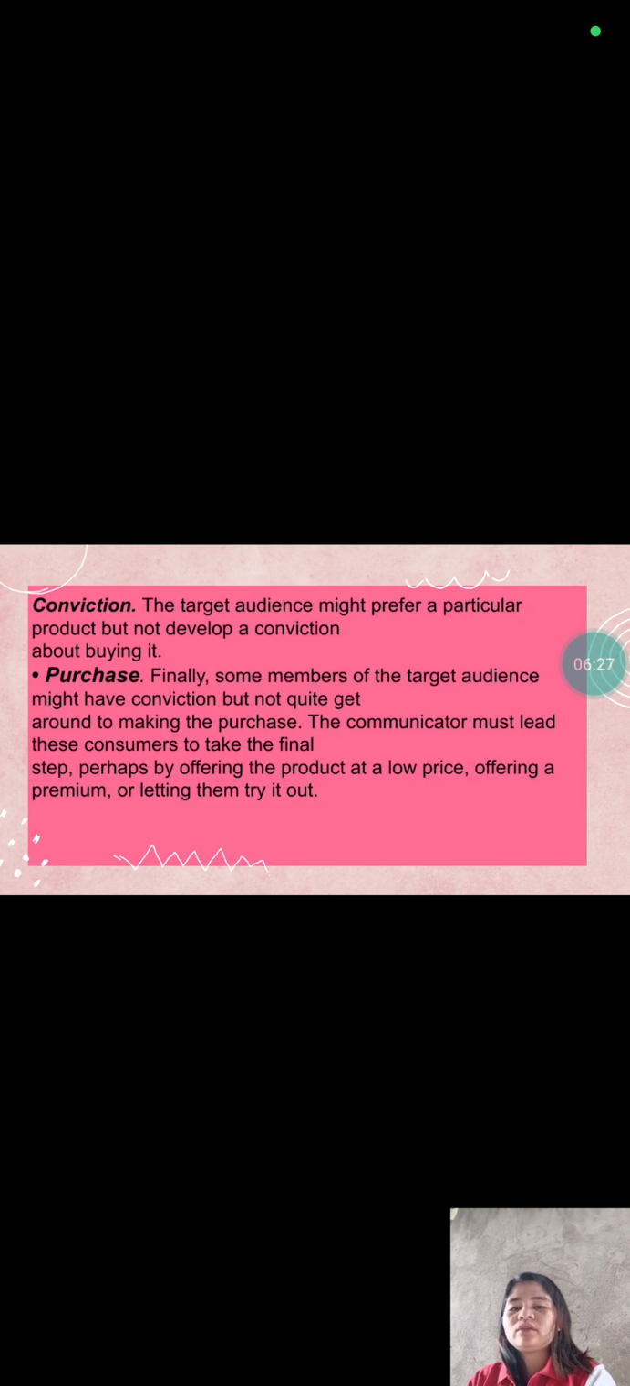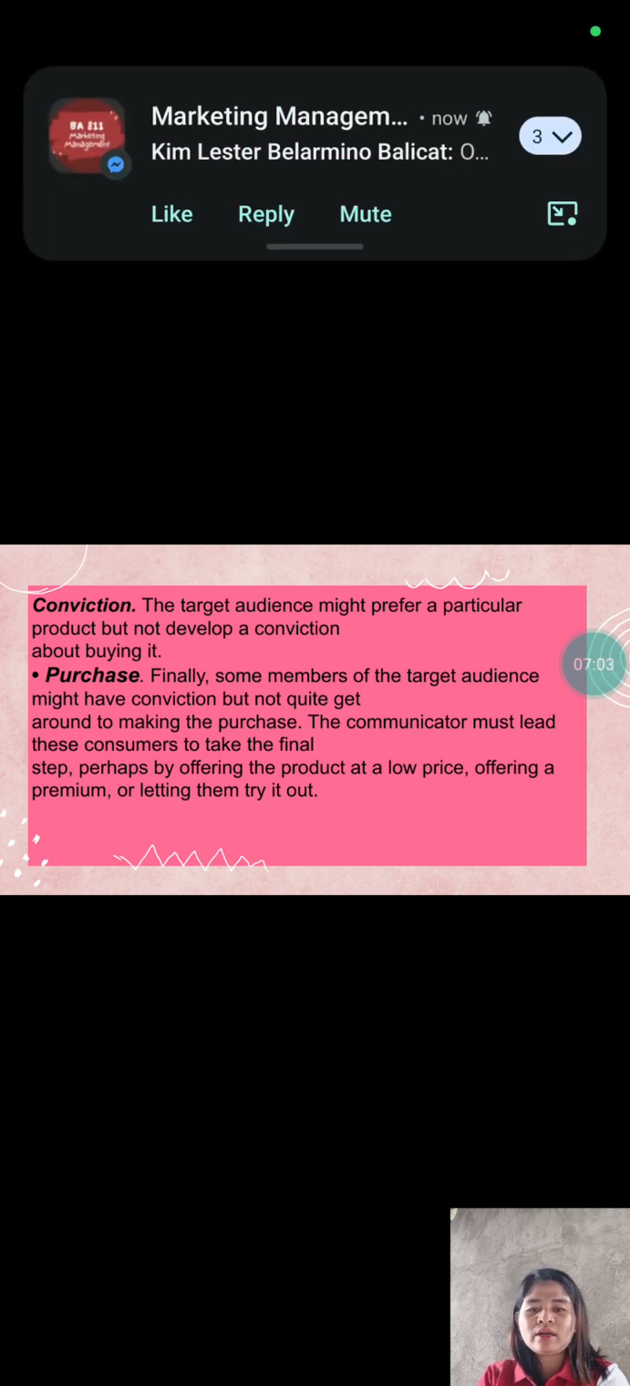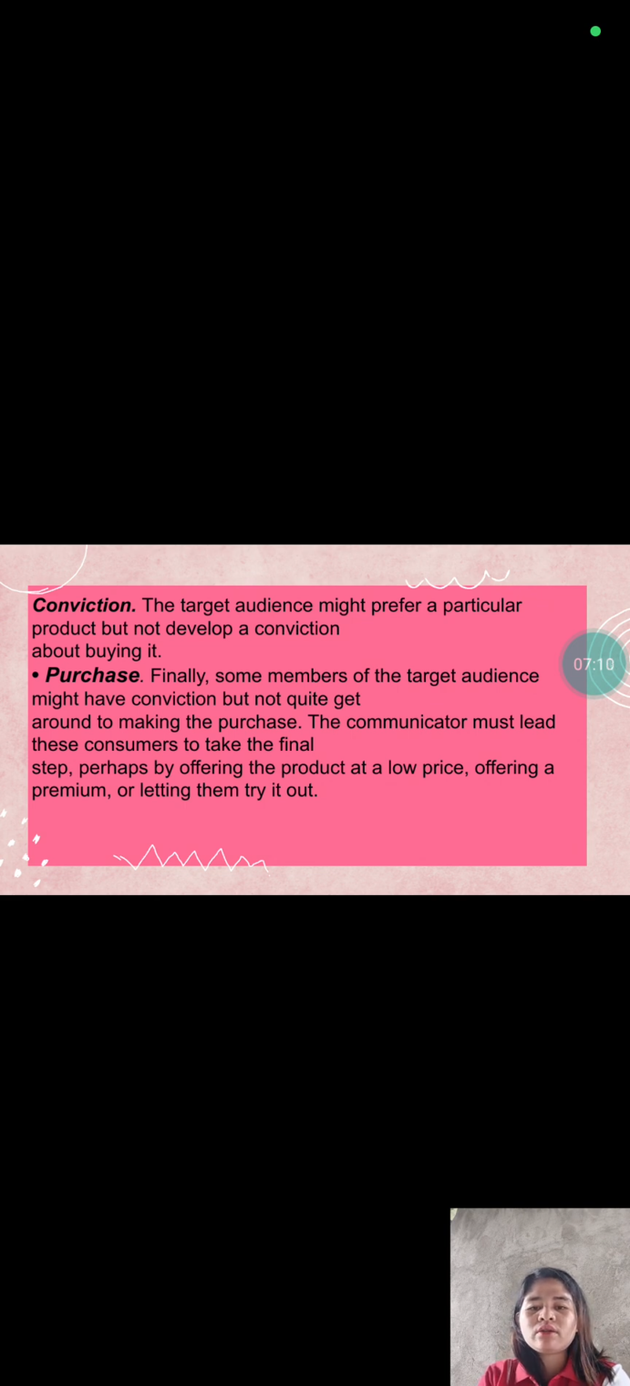Next is conviction. The target audience might prefer a particular product but not develop a conviction about buying it. For example, some consumers want to buy something but have no inclination to try that particular product. Next is purchase. Finally, some members of the target audience might have conviction but not quite get around to making the purchase. The communicator must lead these consumers to take the final steps, perhaps by offering the product at a low price, offering a premium, or letting them try it out.